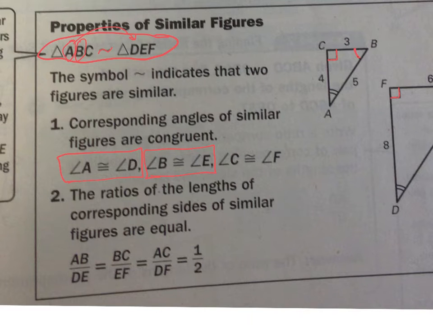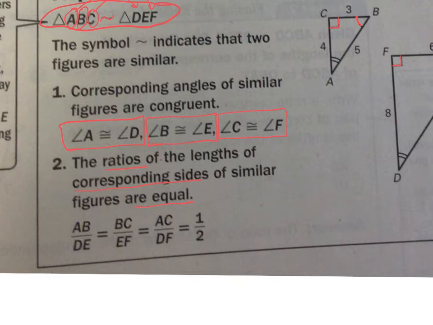And if you look at angle C, that C is in the same place as angle F. So angle C is congruent to angle F. That's going to be true whether they're similar or congruent. The ratios of corresponding sides are equal.